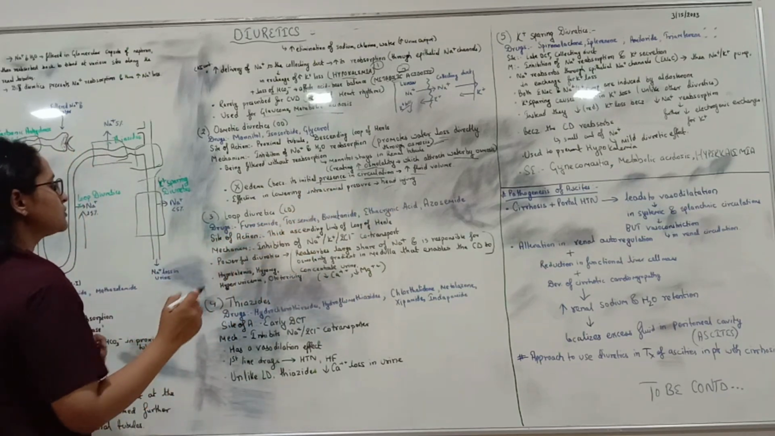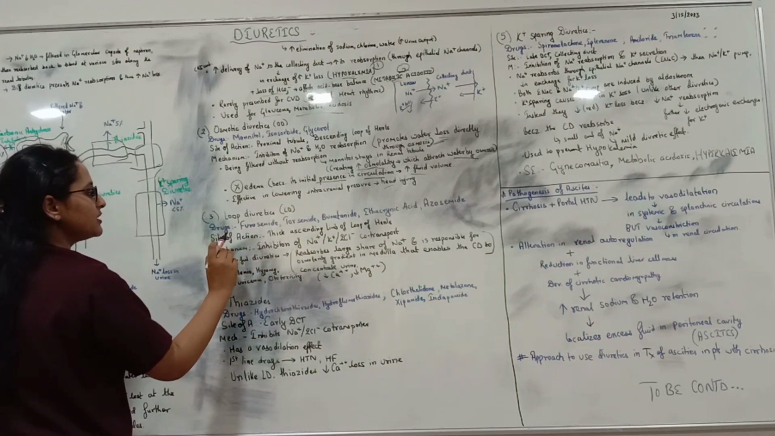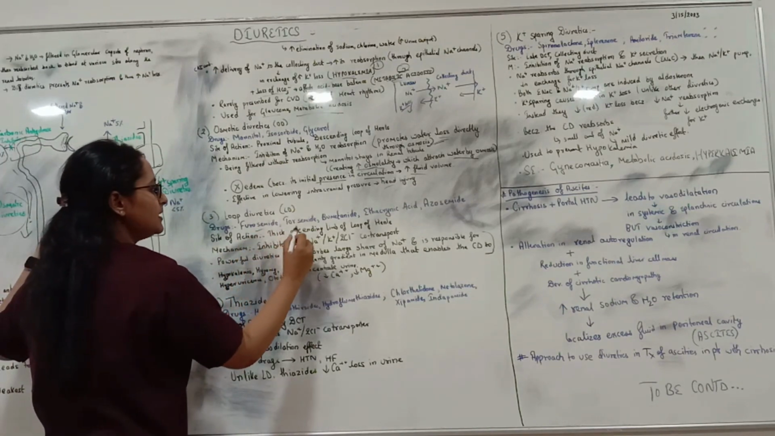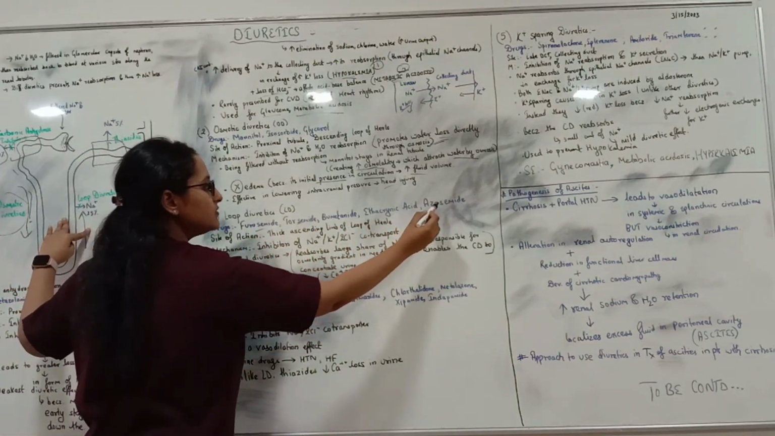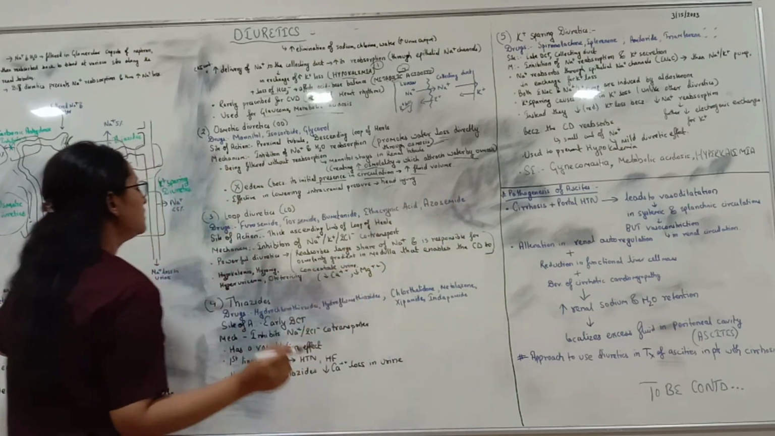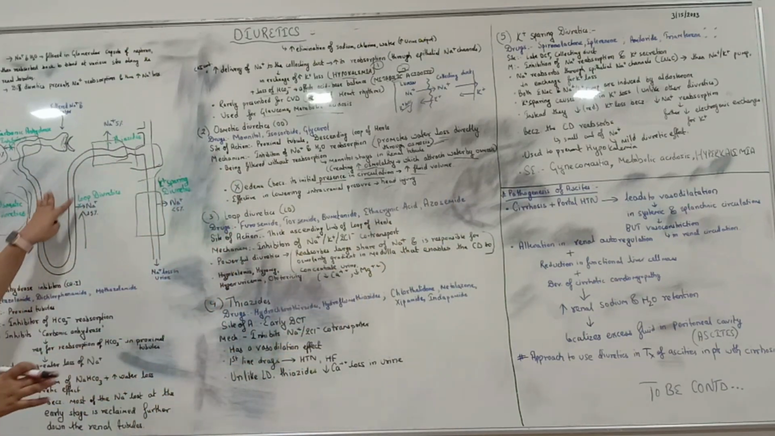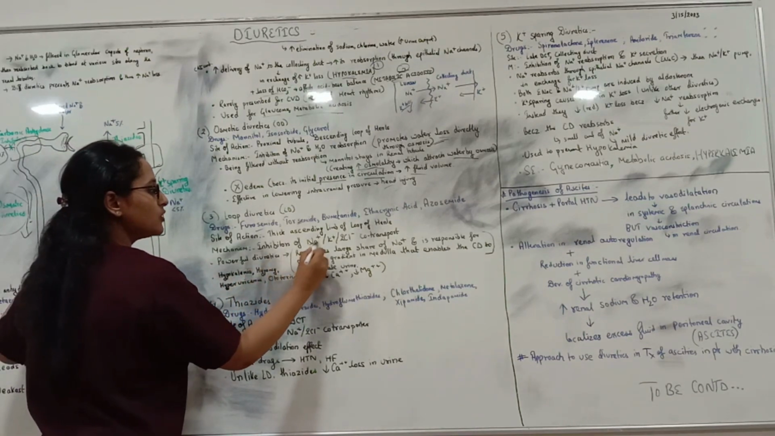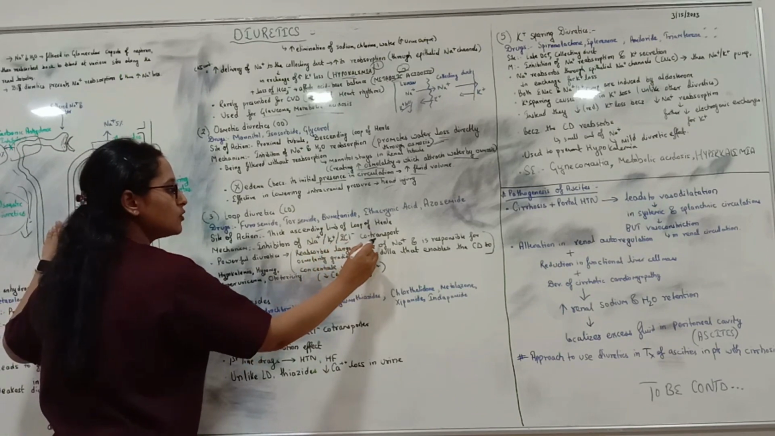So the third one is loop diuretics. Loop diuretics act on the ascending loop of Henle. The drugs are furosemide, torsemide, bumetanide, ethacrynic acid, azosemide, and more. The site of action is the thick ascending limb of the loop of Henle, and the mechanism is inhibition of the sodium, potassium, and chloride co-transport.